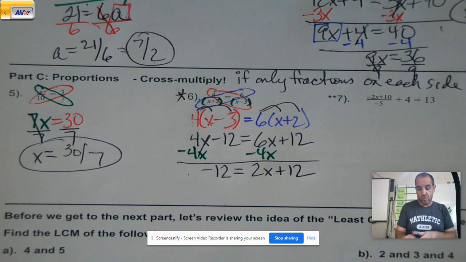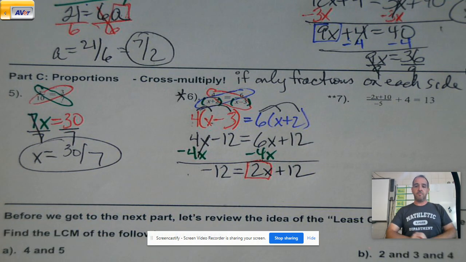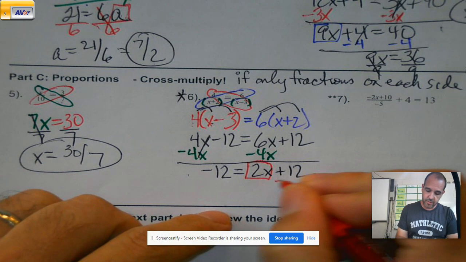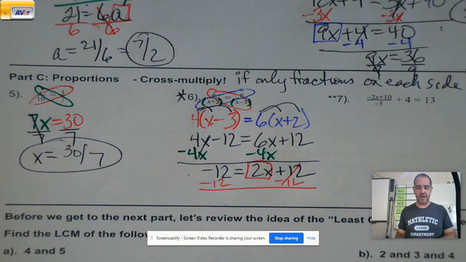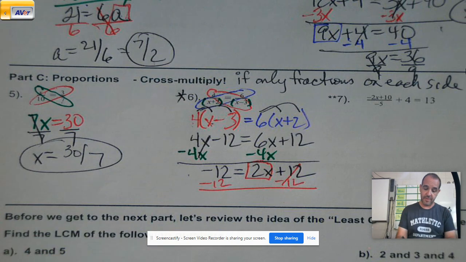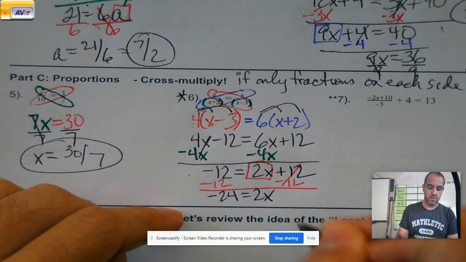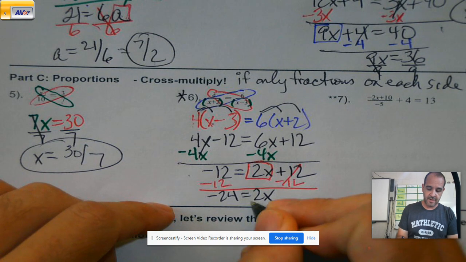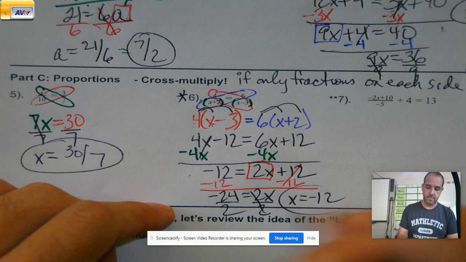And now again, we're just back to, hey, I want to get my x term alone. So, do an opposite. If sometime you're not sure, negative 12 and negative 12 do not cancel. If I owe somebody $12 and I owe them 12 more, my debt didn't get canceled out, even though that'd be nice. Now I owe them 24. And I divide by 2. I'm good.